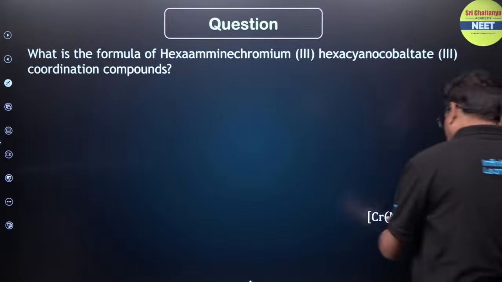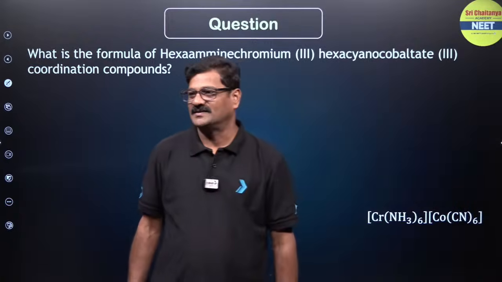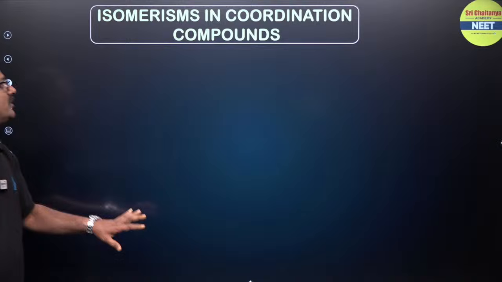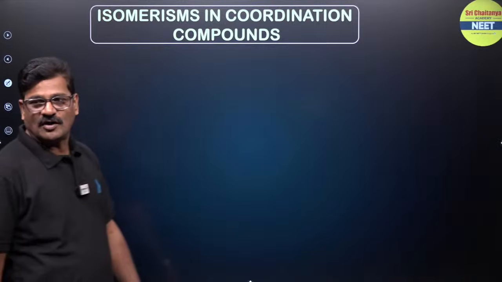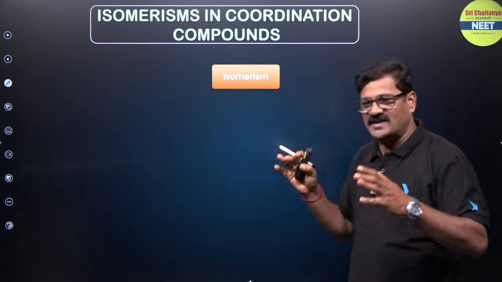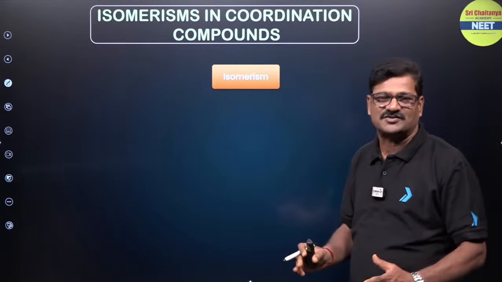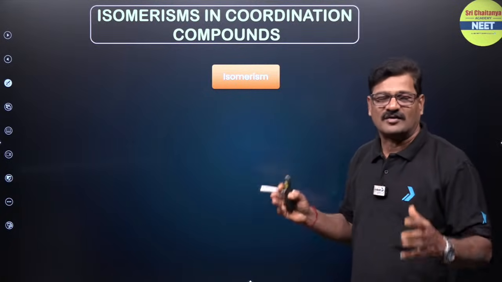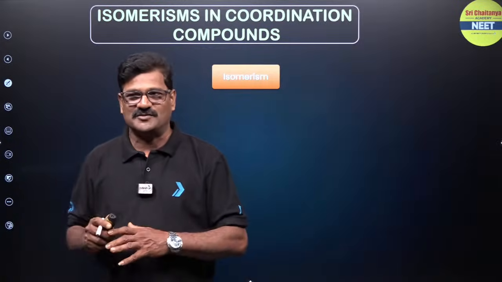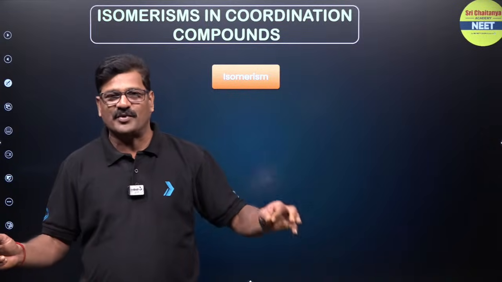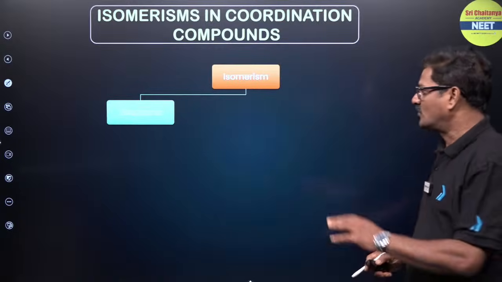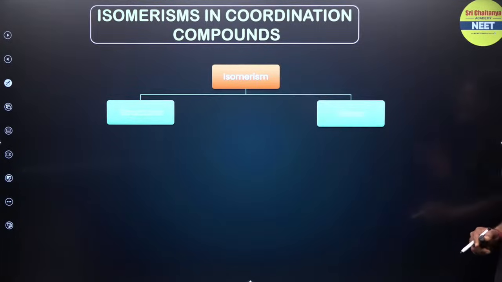In this you can say Cr(NH3)6 and Co(CN)6. The charge will be automatically balanced. You know? So we'll go into more details. Isomerism in coordination compounds. Come on, let's be active in the class. Compounds that have the same molecular formula but differ in their structures and properties are called isomers, and the phenomenon is known as isomerism. Just like organic chemistry, complex compounds also have isomerism. It can have two types of isomerism, structural isomerism and stereoisomerism.